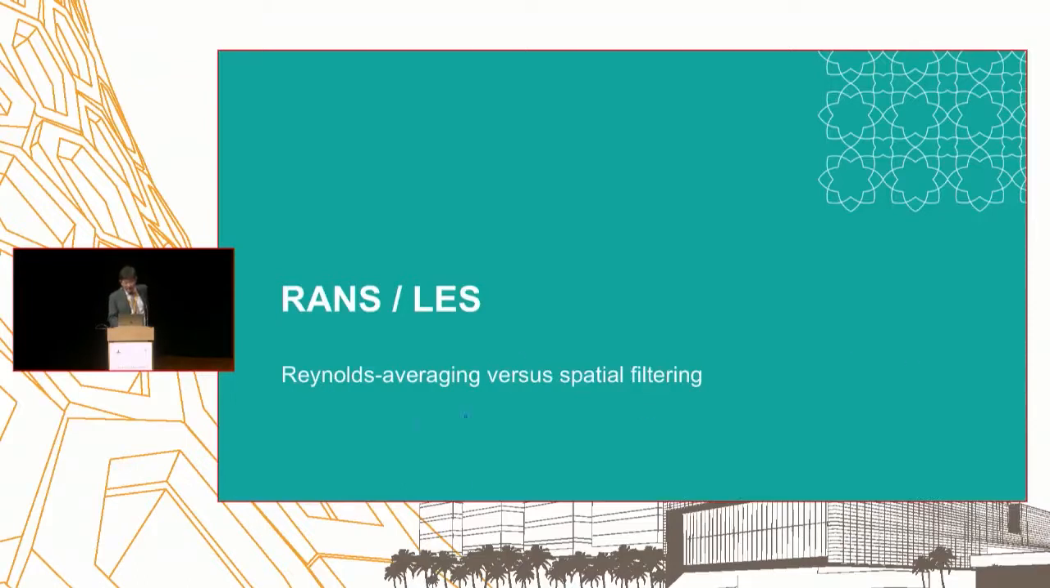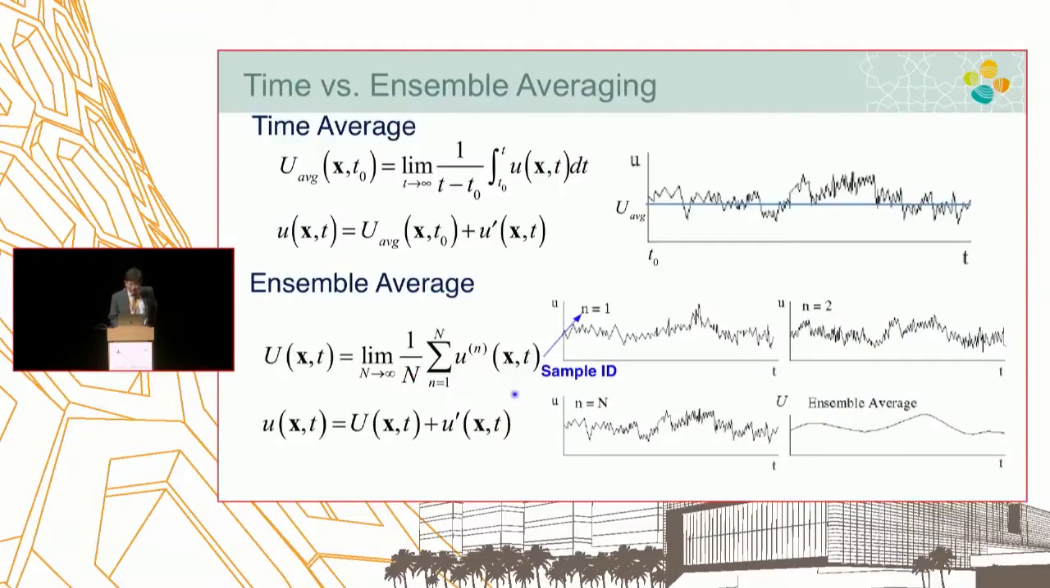so the main distinction between RANS and LES is the Reynolds averaging versus spatial filtering. Again, there's one common misconception among many students from my class.